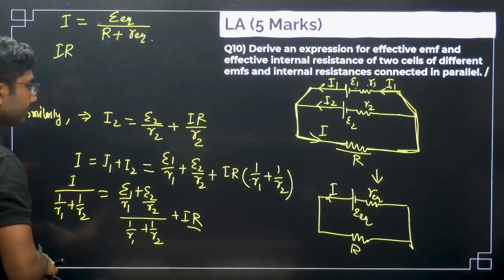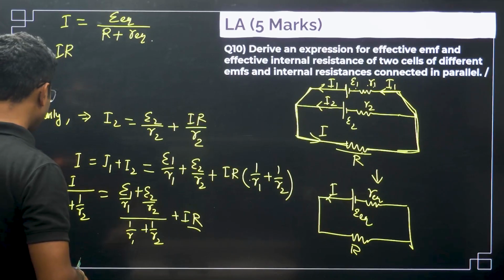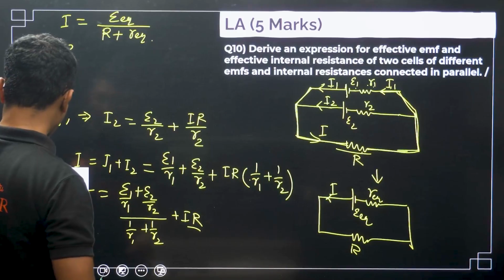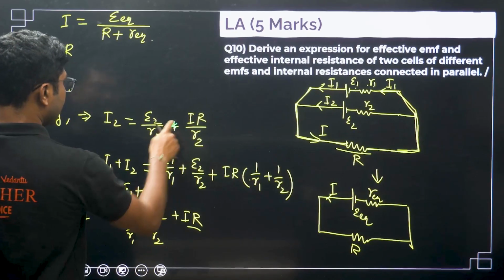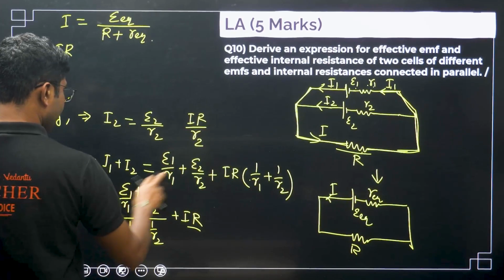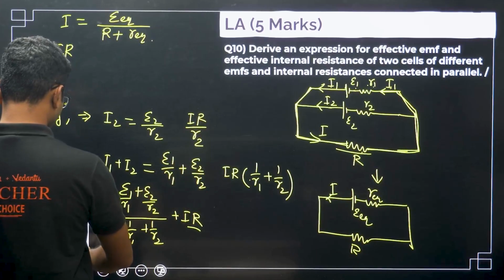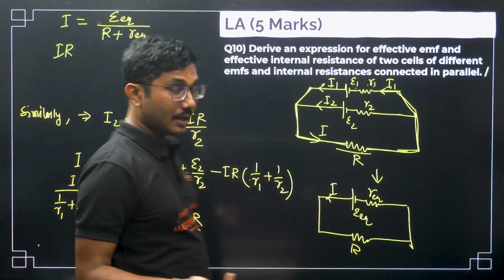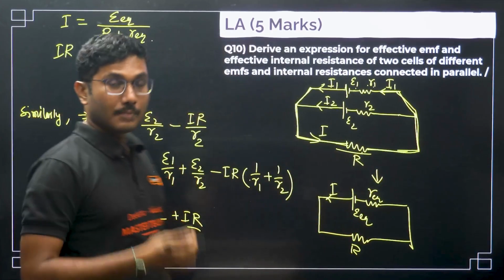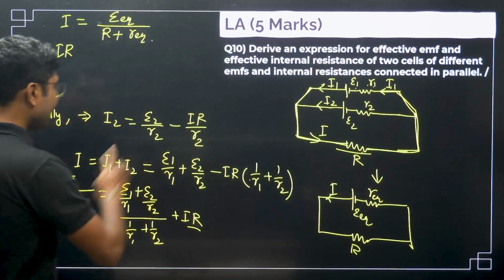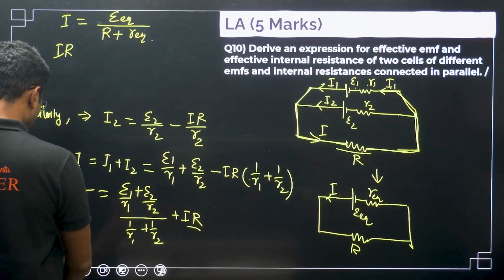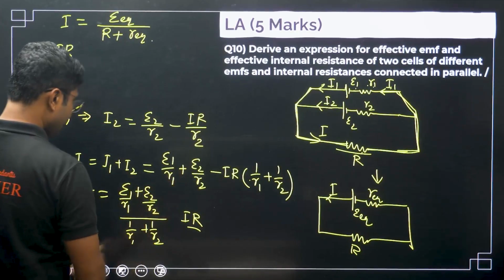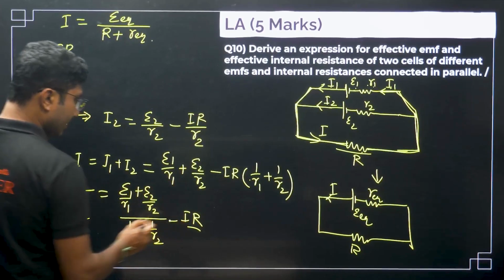I think I made one mistake. The mistake I made was there was a negative sign. This will be negative, right? I1 R1 plus IR was the equation, so that's why there is a small mistake. So this will be a minus sign. I know many of you may have already commented by the time you see this, but yes, I have fixed it. So this is minus IR.